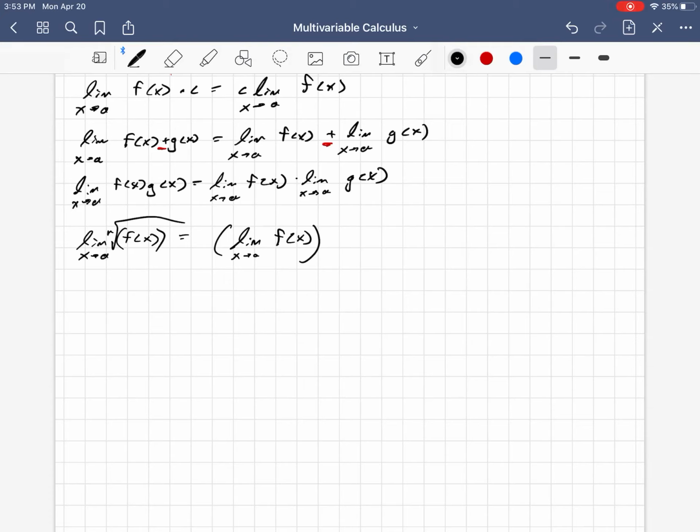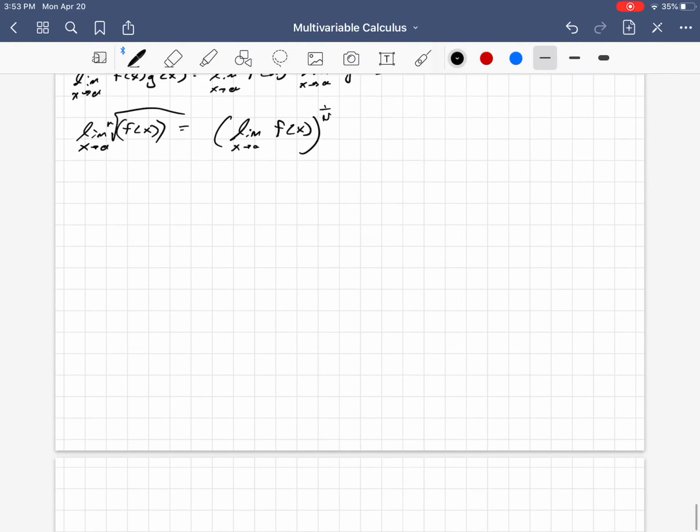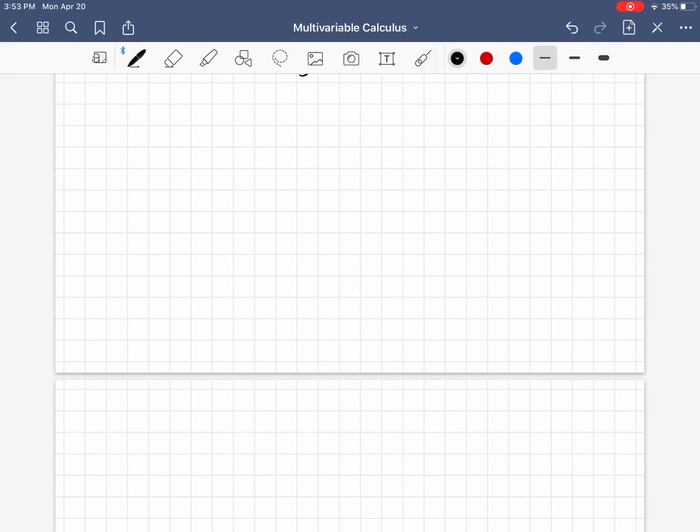Likewise, if you had the nth root of a function, the nth root is really 1 over n as an exponent, so you can make it a 1 over n there as well.